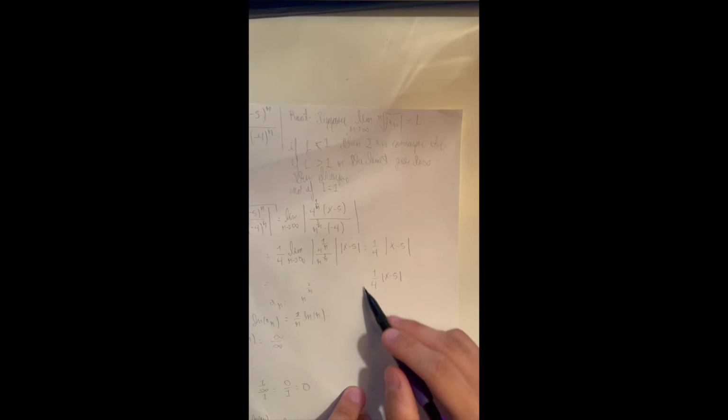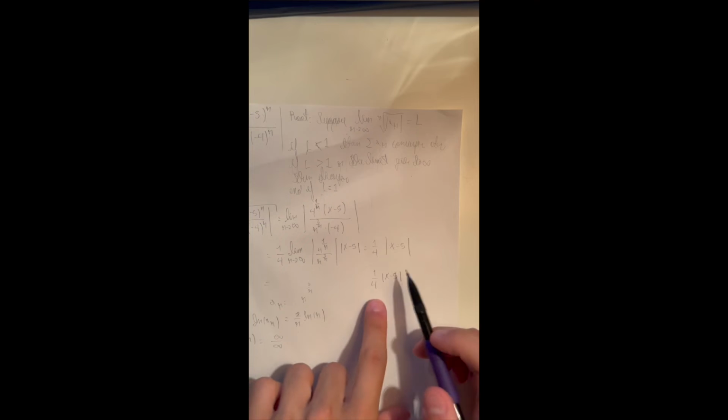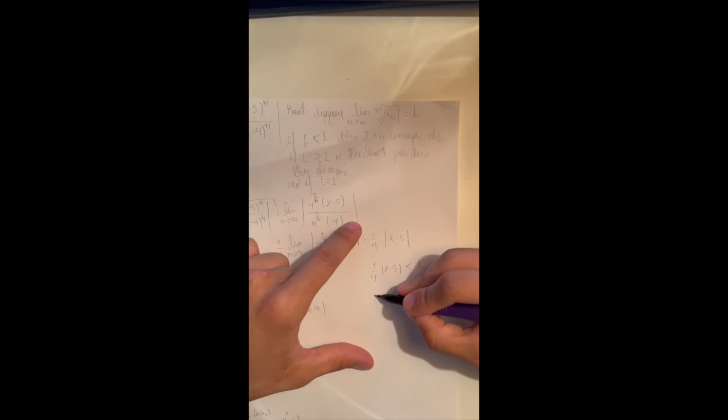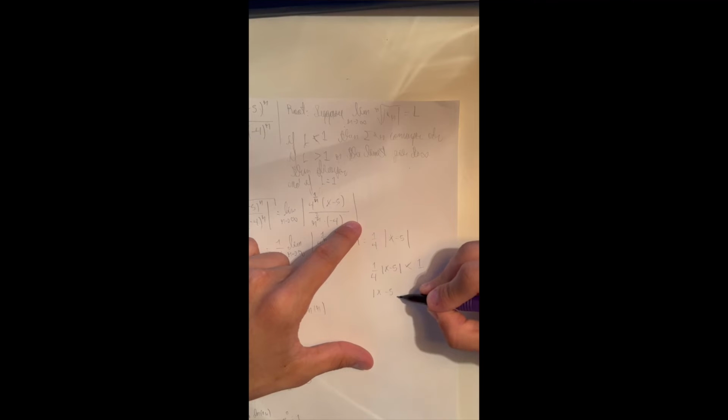Since this is our limit over here, we just took the limit, and we want to make this limit less than 1. That's what we want to do. So just to clean this up a little bit more, we're going to multiply both sides by 4. We end up with this right here.